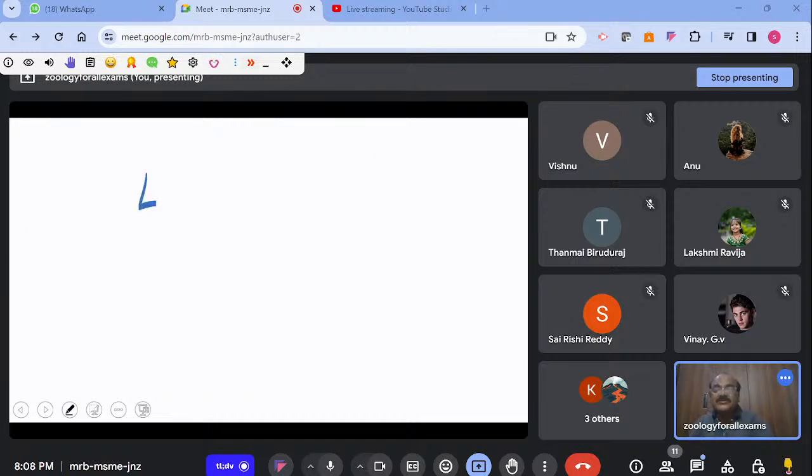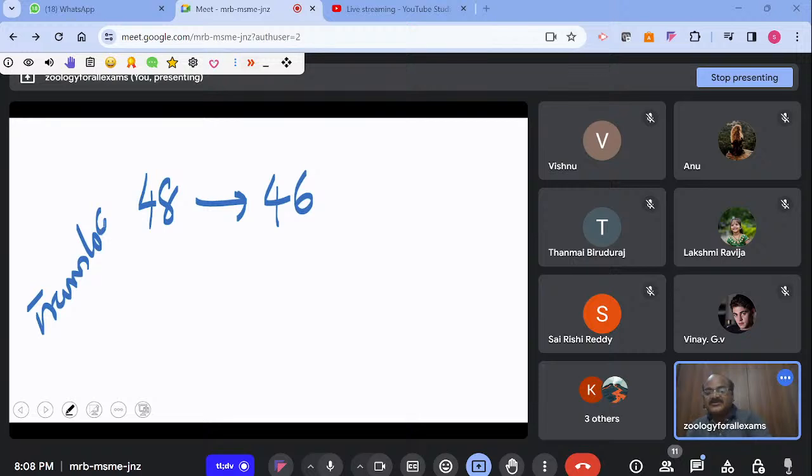For example, chimpanzees. Scientists say human beings originated from chimpanzees. Chimpanzees have 48 chromosomes and human beings have 46 chromosomes. While I was explaining the structural variations in chromosomes, I explained translocation mutation. And one such translocation mutation is Robertsonian translocation.